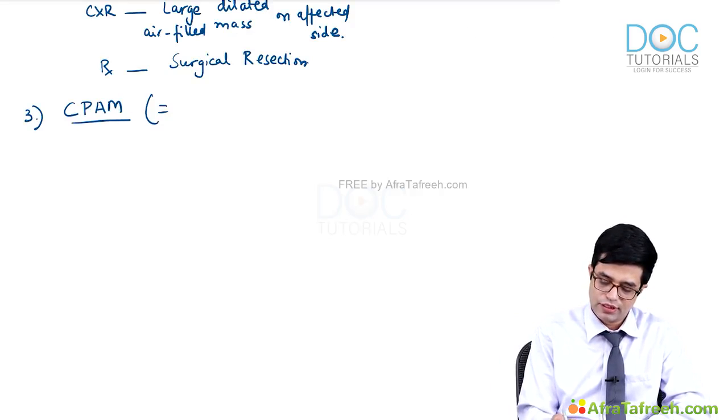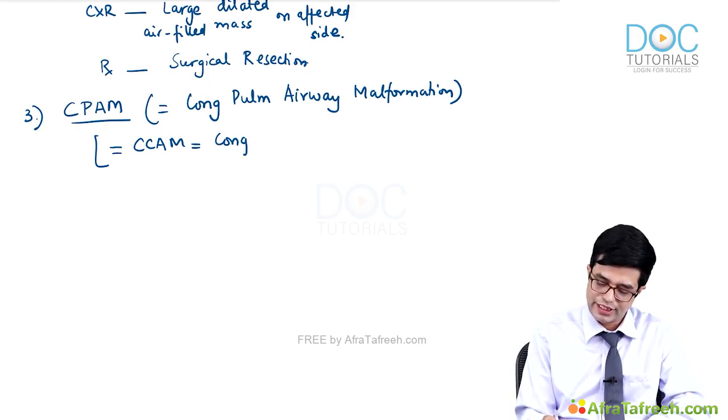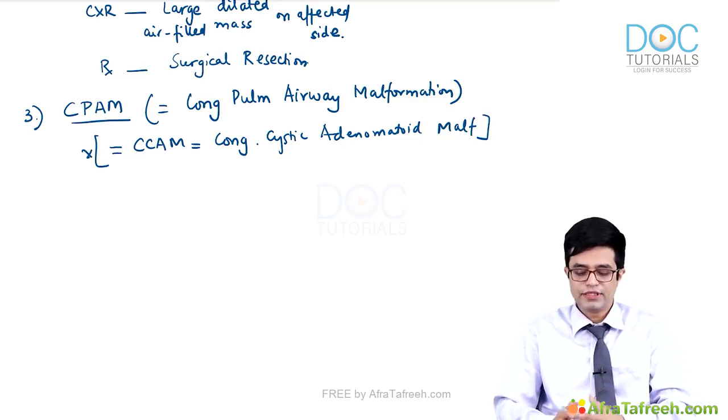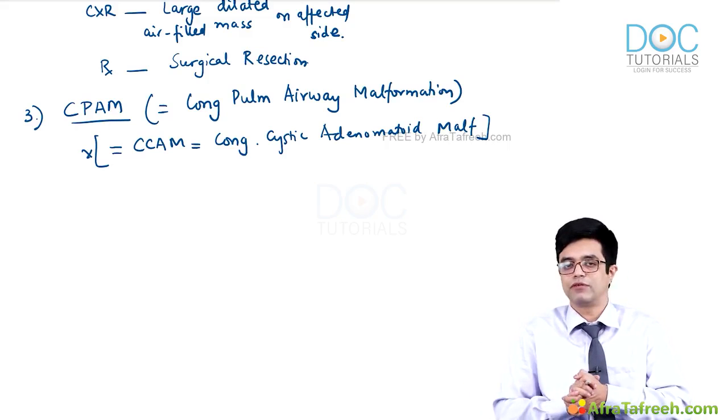The third congenital lung condition that we need to know is CPAM. CPAM stands for congenital pulmonary airway malformation. In earlier times, it was also known as CCAM. CCAM stood for congenital cystic adenomatoid malformation. But this term has been discarded now because not all of these lesions are cystic and not all of them show adenoma formation. So CPAM is the correct term for this condition.